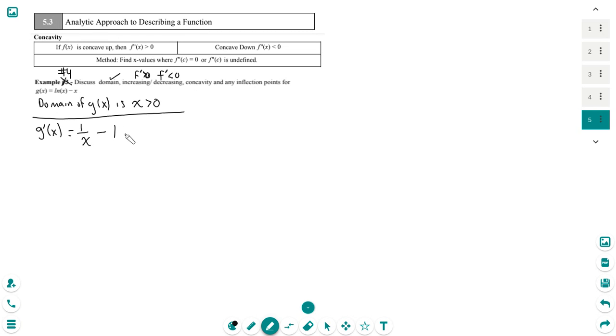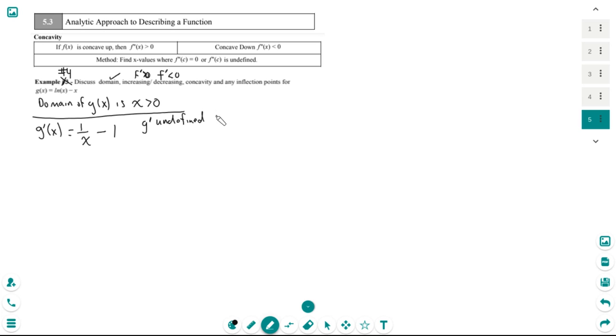All right, so I need to know where this is increasing and decreasing. So just like with the concavity, remember that we're going to look for where g prime is equal to 0 and when it's undefined. So right away, I can see that we have an x in the denominator. So that would mean we have an undefined value at x equals 0. So I'm going to write that down. g prime undefined at x equals 0.